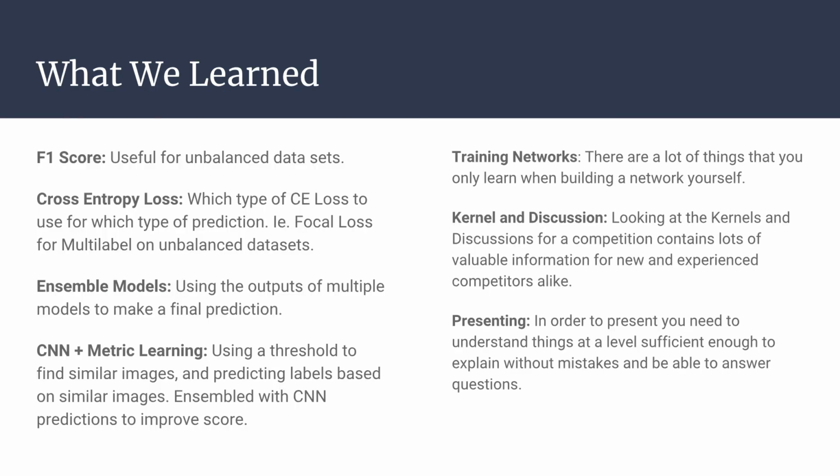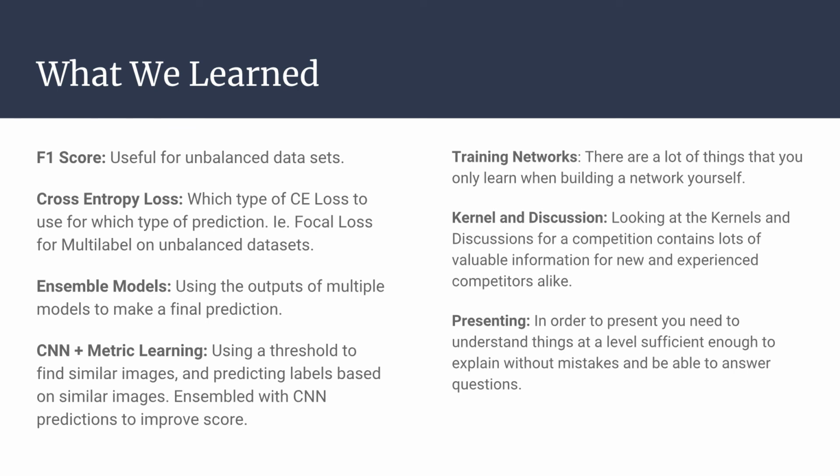And then what we want you guys to take away from the presentation and what we learned. F1 score is useful for these unbalanced data sets. And the loss function for F1 score is cross-entropy, and there are 3 types that are used for different examples. You have the categorical, which uses the softmax activation, and that's used for multi-class problems, like a one-hot vector as your output. Then binary cross-entropy loss and focal loss are used for the multi-label outputs where you have a multi-hot vector as your output.